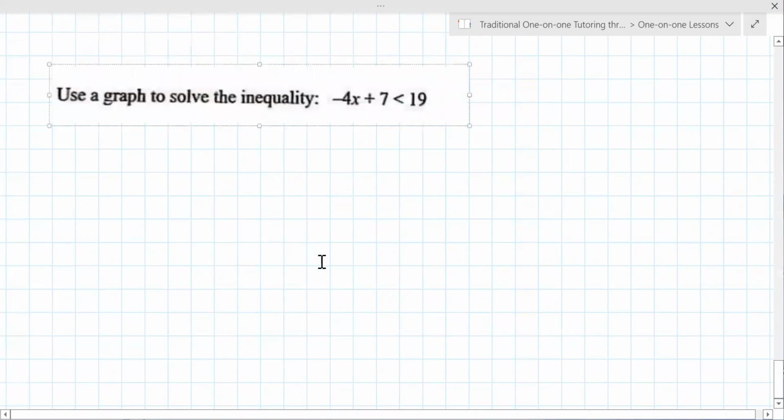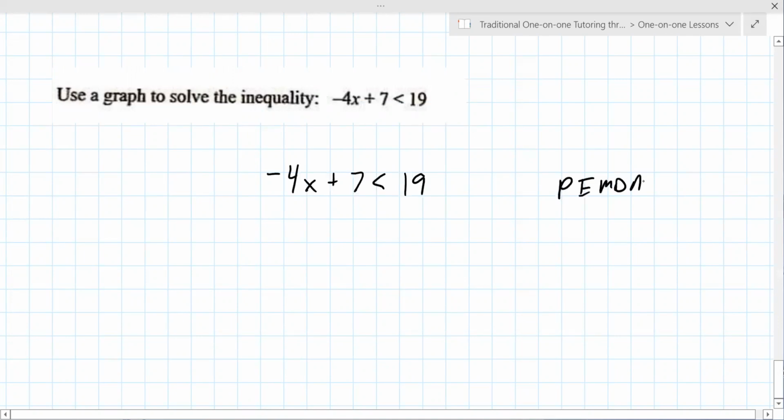All right, it says to use a graph to solve the inequality. We'll get to the graphing, but imagine I just said, hey, I need you to solve this inequality. I'll write the order of operations thing again, but you're going to go to the left here. How do you solve for x? You have to think to yourself, what is keeping x from being alone? It's being multiplied by -4 and added to by 7.